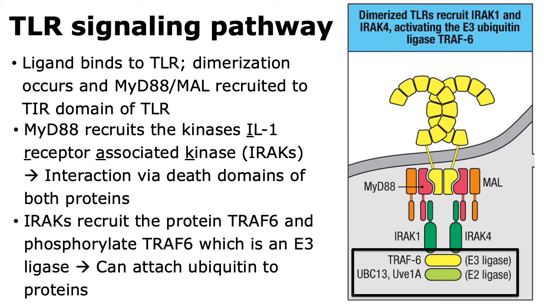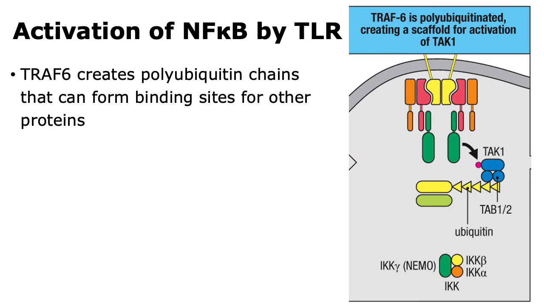TRAF6 gets phosphorylated and becomes active. TRAF6 is an E3 ubiquitin ligase, and hence it can form ubiquitin chains. The activated TRAF6 can now create polyubiquitin chains that are shown as those yellow triangles. And these polyubiquitin chains can form binding sites for other proteins.